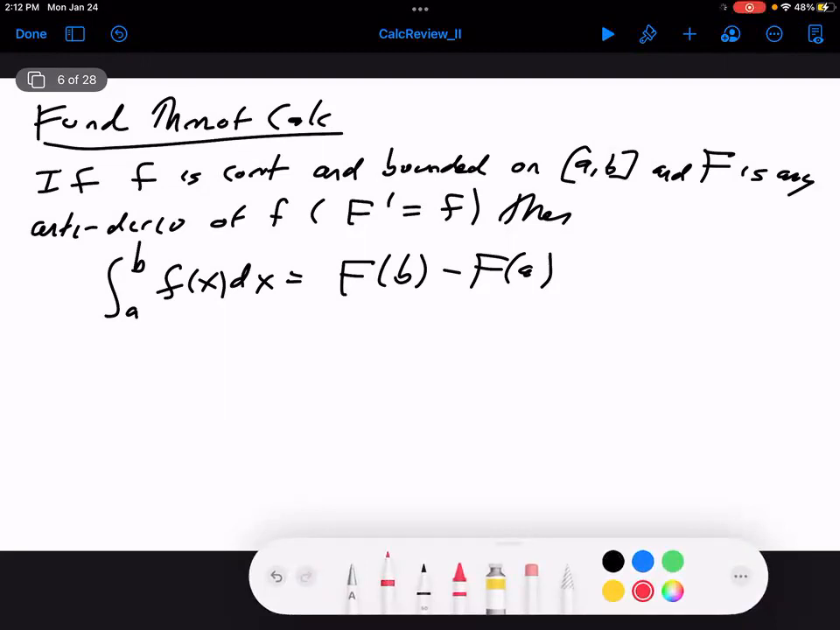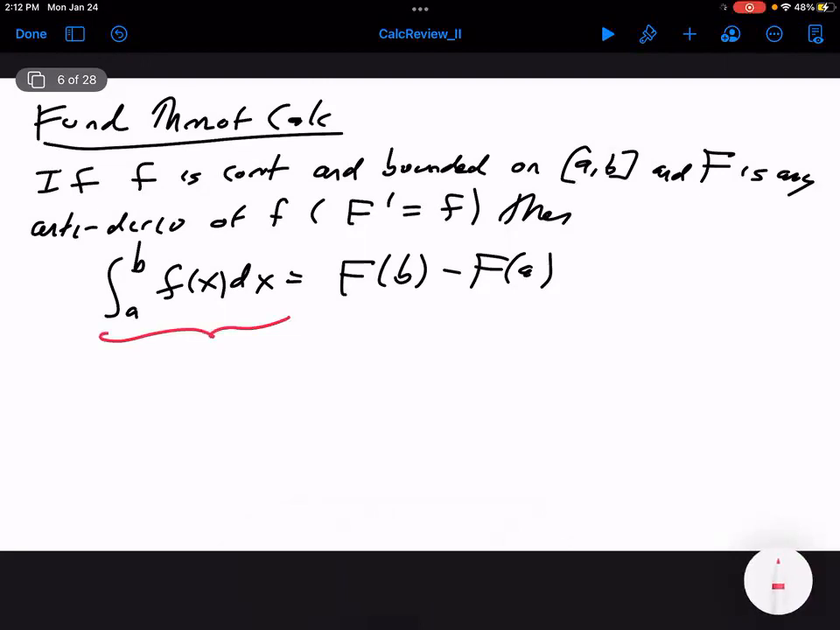If I didn't say that this was area, I could define this if I wanted to be big F of b minus big F of a. If I define it to be that, then it's not that big of a deal. The important part is that this is the area under y equals f of x. And so the fundamental theorem of calculus gives us a way to compute this.